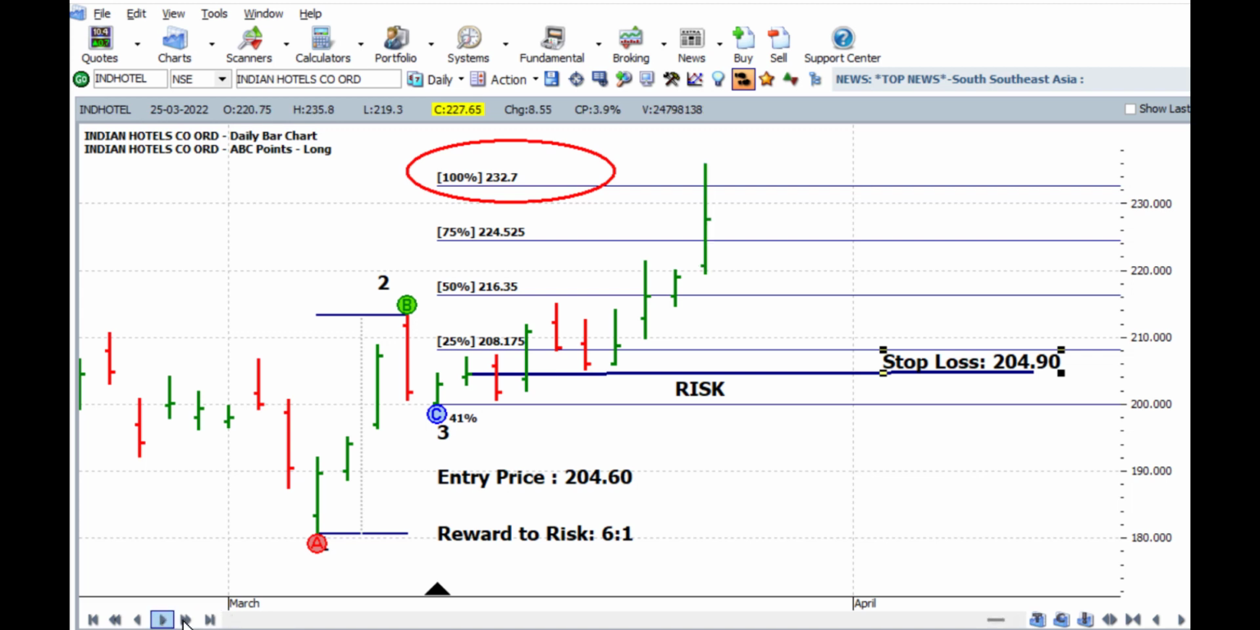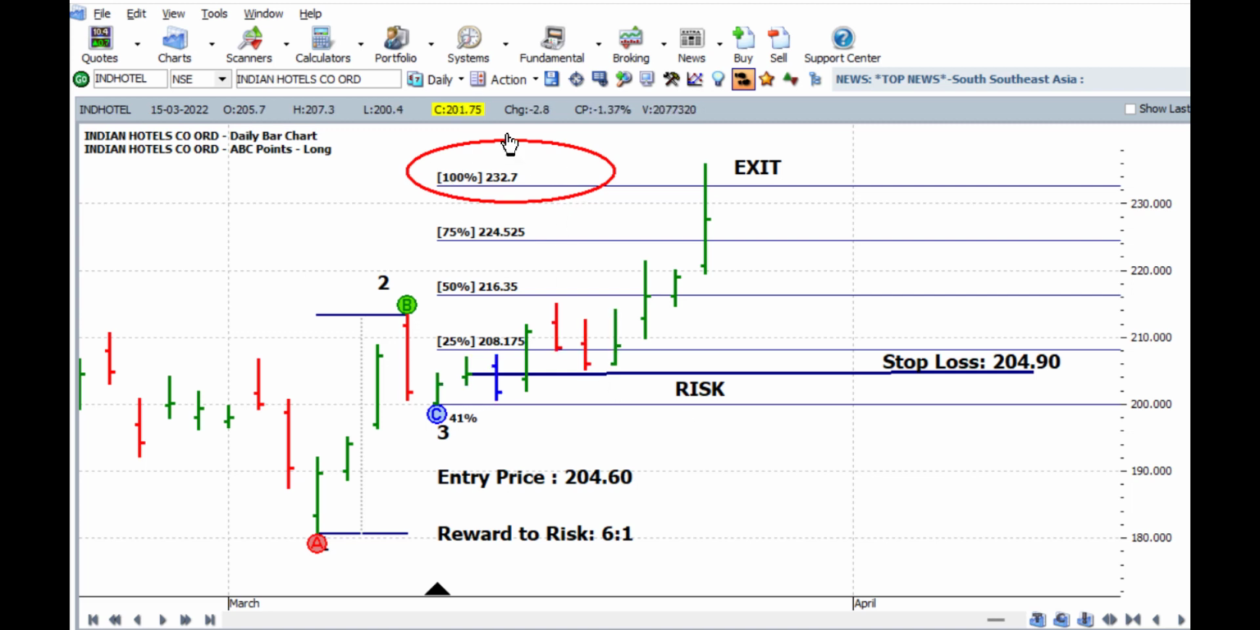Now next day we go up again, and this is the day dated 25th of March, and it makes its high at 232.50, and we exit at this stage. Let's see what the exit point is. The market opened at 220.75, then went up to a high of 235.8, and then came down to 227. But that doesn't bother us, because when it is going up we already have our sell order in place at 232.7, and we exit at 232.7.